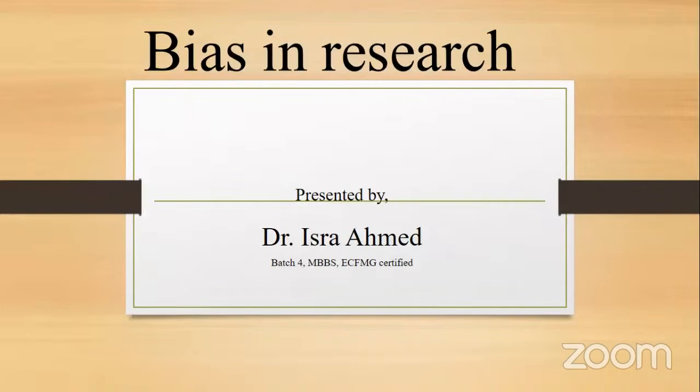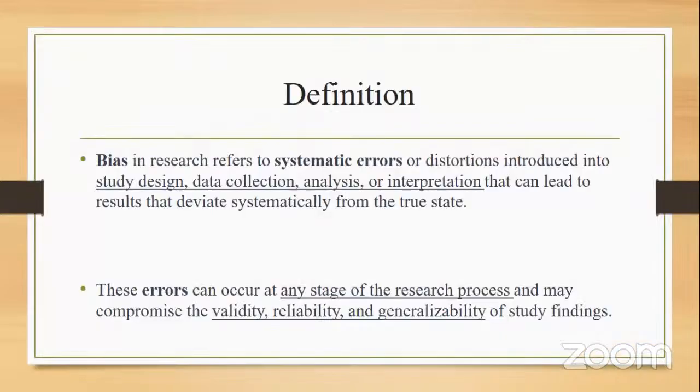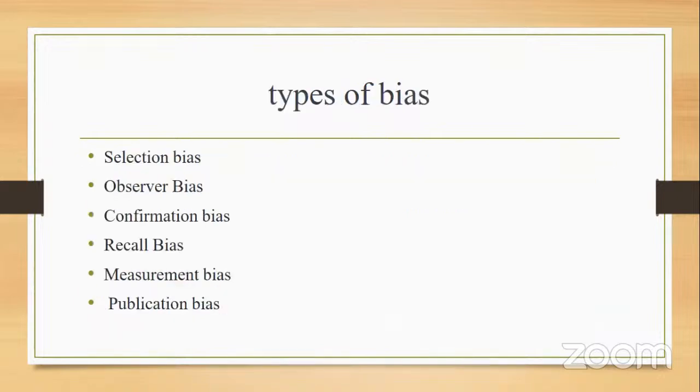Okay, so I am Isra Ahmed, and I'm glad today to present this important topic about bias in research. So starting by the definition, bias in research refers to systematic error or distortion introduced into study design, data collection, analysis, or interpretation that can lead to results that deviate systematically from the true state. And these errors can occur at any stage of the research process and may compromise the validity, reliability, and generalizability of the study findings. And this is our concern.